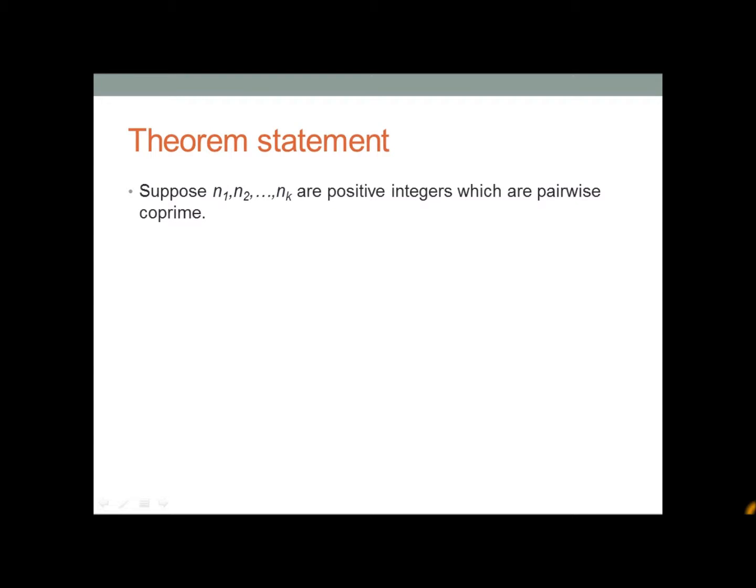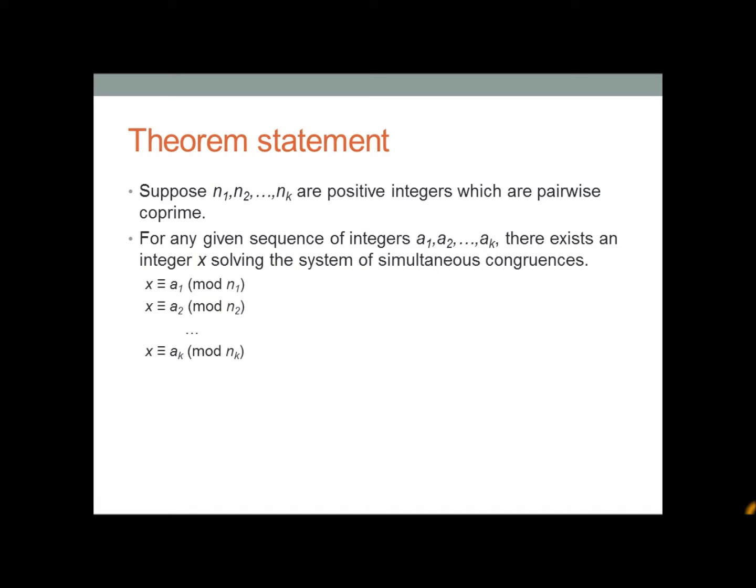The theorem statement of the Chinese remainder theorem is as follows. Suppose we have positive integers ranging from n1 to nk. All of these integers are pairwise coprime, which means that every pair of distinct integers in the set shares only one common divisor, that is the integer 1. Then, for any given sequence of integers ranging from a1 to ak, there exists an integer x solving the below system of simultaneous congruences. Just to note, we are dealing with a sequence of values from a1 to ak and not a set. Hence, equality of 2 integers in the sequence is allowed.